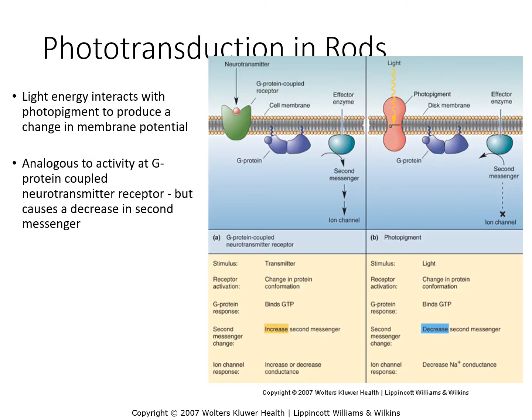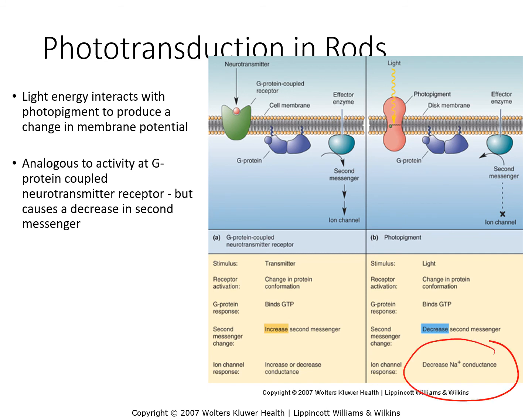Right. So phototransduction in rods. A couple things here. Light energy interacts with photopigment, produces a change in membrane potential, kind of a G protein coupled receptor. The thing here though is when it gets hit with light, it actually causes a decrease in second messenger. So photopigment kind of works backwards of everything we've been seeing. If photopigment gets hit, G protein gets activated, and second messenger actually gets shut down. So instead of increasing second messenger, we're going to decrease second messenger.